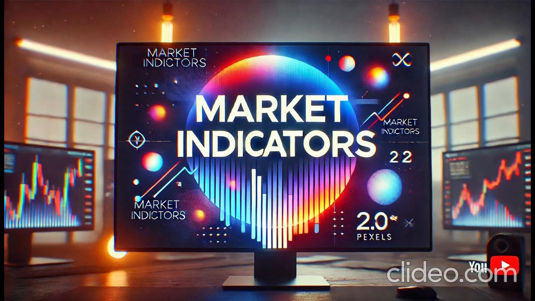Okay, so let's start with this Mlen Summation Index. It sounds kind of complicated. It's really not as complex as it sounds. Basically, it's all about measuring the breadth and the momentum of market movements. So it's not just about whether stocks are going up or down, but how many are moving in that direction.